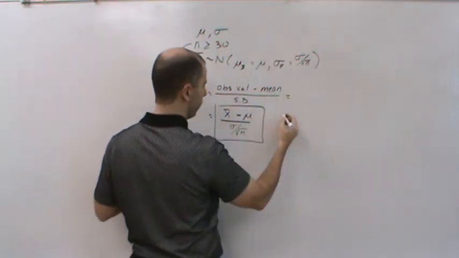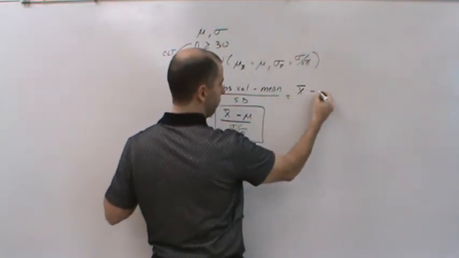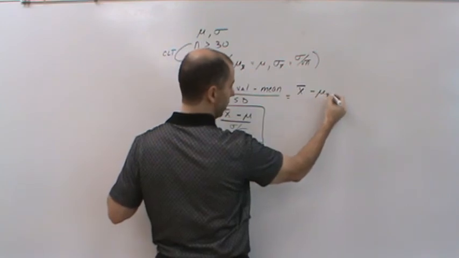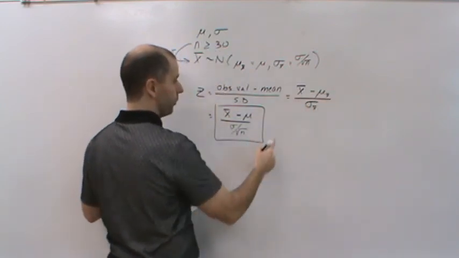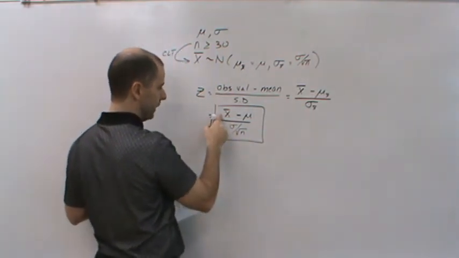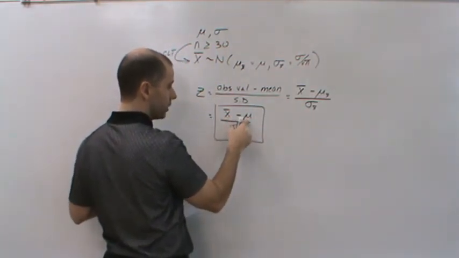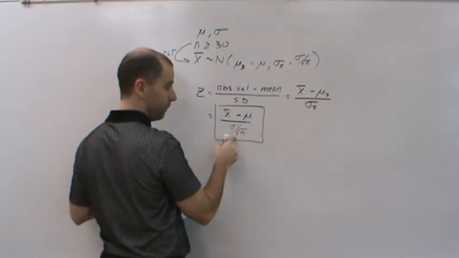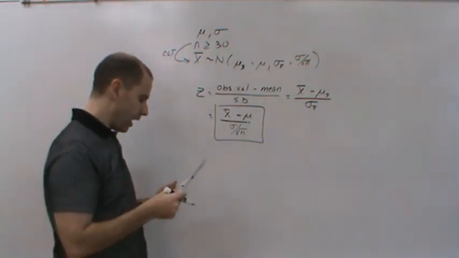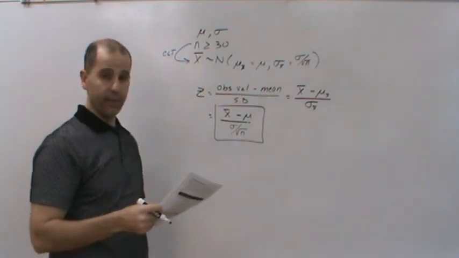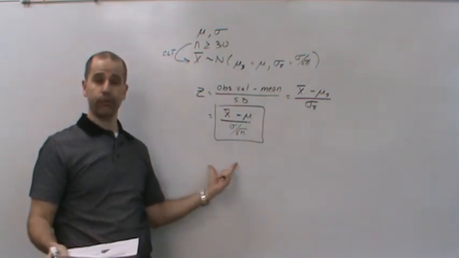So in other words, I could write it this way. X bar minus mu of x bar divided by sigma of x bar. Well, same form. Now we're just plugging in. It's x bar minus mu divided by sigma divided by the square root of n. Okay? So now we know how to calculate a z-score for the average.